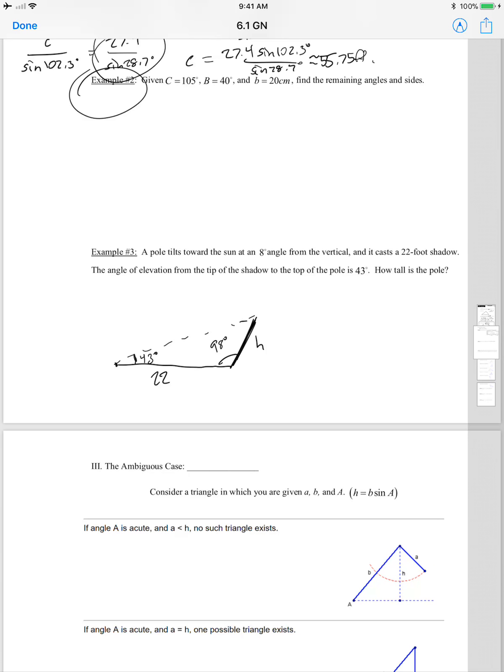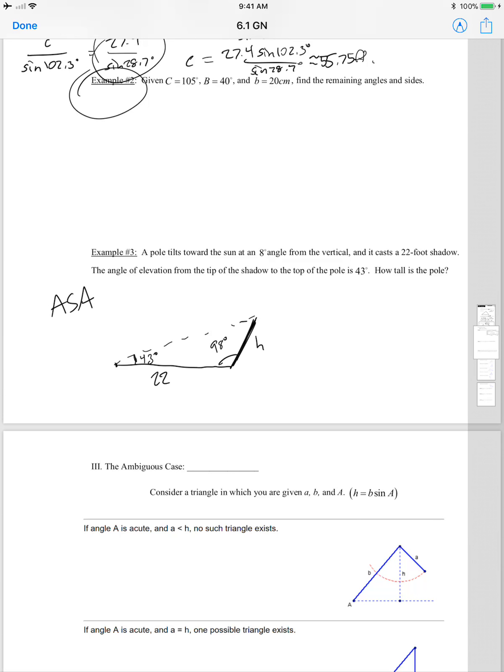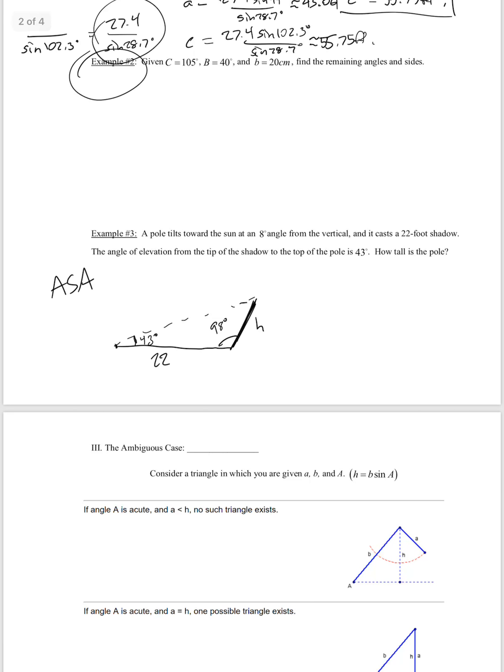So again, we started by drawing a picture. Let's identify the information we were given. I have an angle, I have a side length, and I have another angle. So angle, side, angle in this case. How tall is the pole? Well, I have h over the sine of the angle opposite that, sine of 43 degrees, equals, I have 22, over, I need the sine of that third angle.